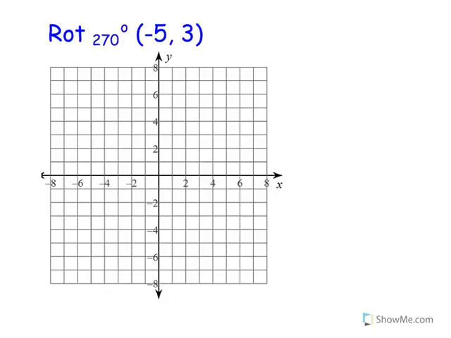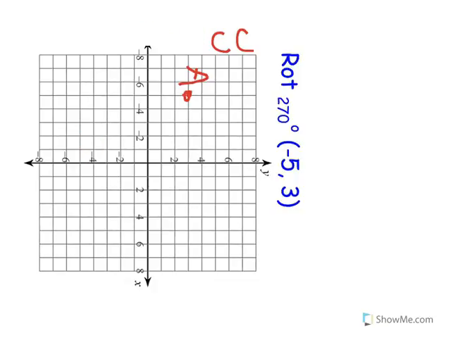So let's look at another example. I'm looking at the point negative 5, 3. So you can call that a letter if you would like. And we're going to rotate that point 270 degrees, and like I said, if it's not stated, then it's counterclockwise. So we're going to do 3 90-degree turns to the left. And I'm going to turn my graph to face that way.